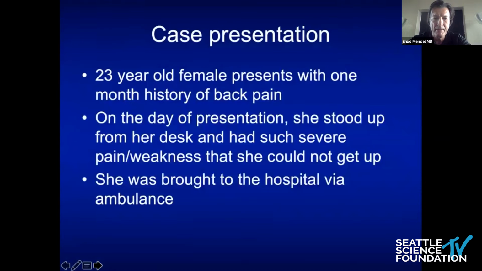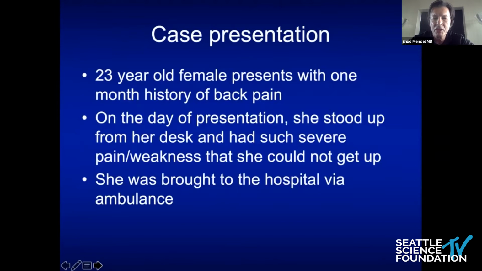Next slide. I started with four or five cases where I showed you patients with different metastases, but I now want to go into a situation that gets a little bit more complicated. And that is what happens when patients come in with cancer and neurological issues. Let's start with this one. This is a 23-year-old who's coming in with a one-month history of back pain.